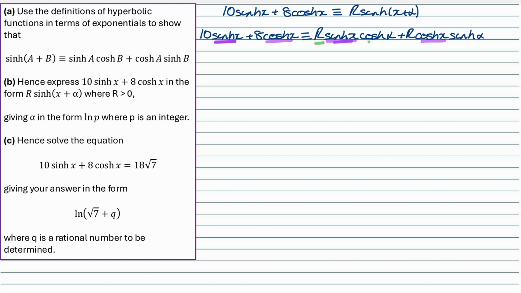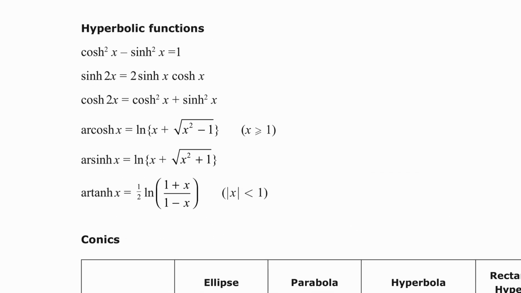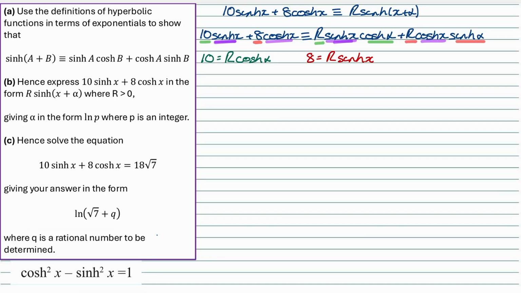So r cosh alpha must equal 10, and r sinh alpha must equal 8. So I've written these two here. Now we can use the Pythagorean identity in the formula booklet. We're told that cosh squared of x minus sinh squared of x equals 1. So I'll write that down there. Now we can make cosh of alpha and sinh of alpha, sorry, that should be alpha.